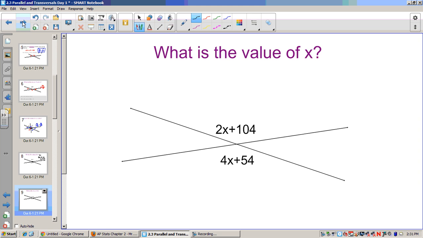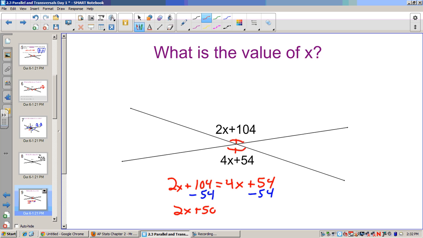Now here we want to find the value of x. Again, pause the video and see if you can do this one on your own. We know these two angles are vertical and they must be equal. So 2x plus 104 is going to equal 4x plus 54. I would start by subtracting 54 on both sides, leaving 2x plus 50 is equal to 4x.